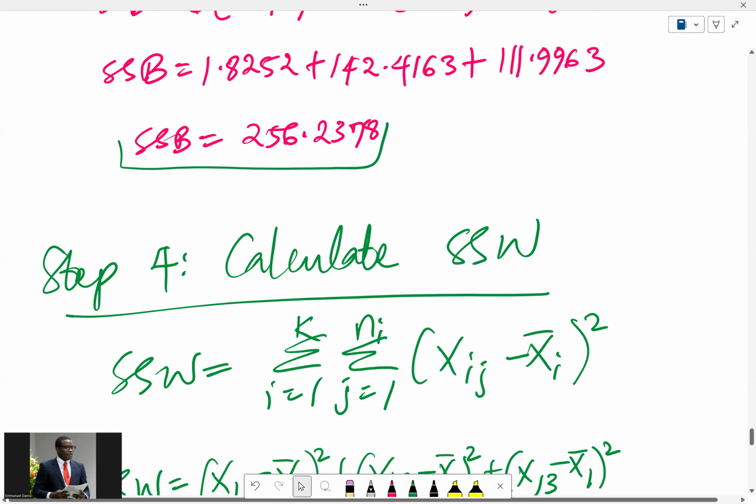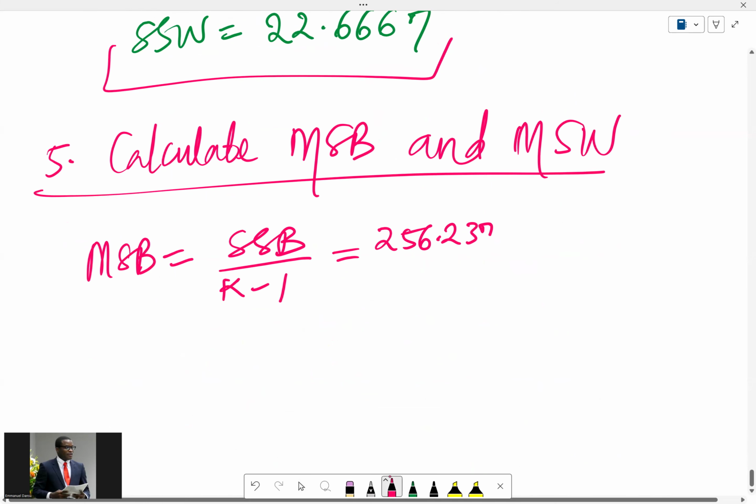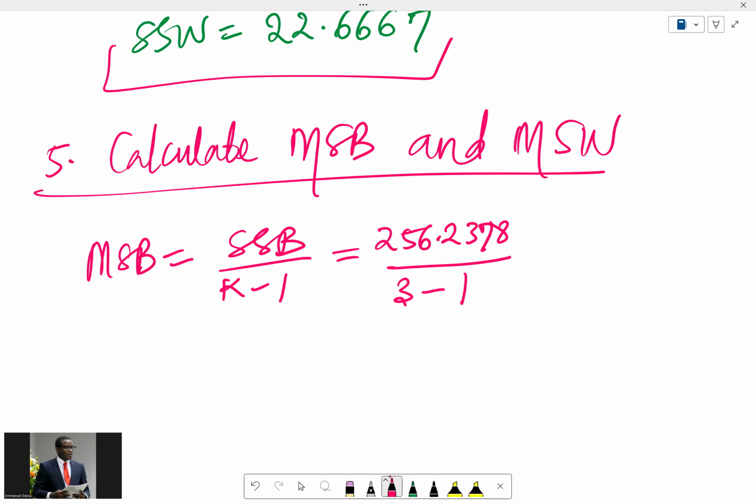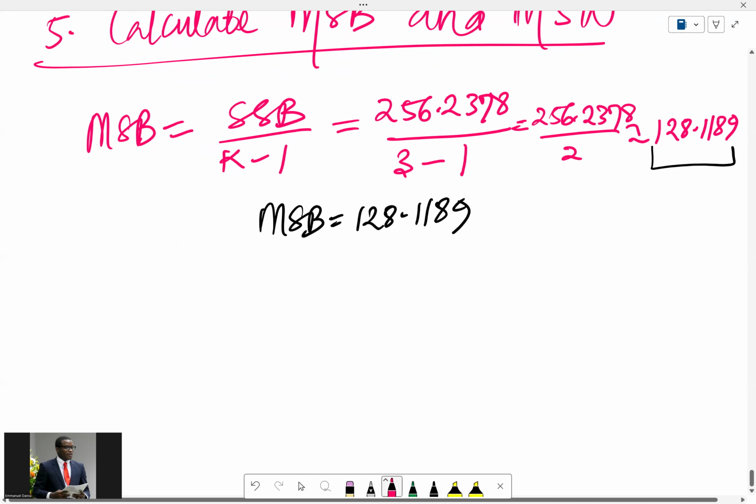We know SSB already from what we computed up there. That is 256.2378. So 256.2378 divided by K, where K is 3 groups minus 1, so that's 2. 256.2378 divided by 2 is approximately 128.1189. So in short, MSB is 128.1189.